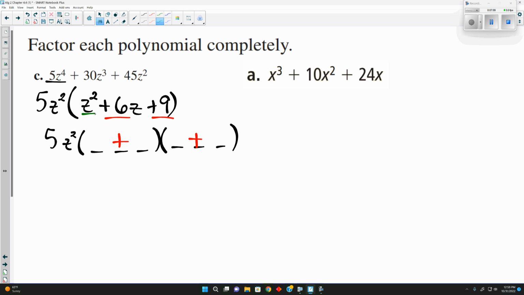So now we look at the factors of z squared and 9. And 9 is 1 and 9, or 3 and 3. And z squared is just z and z.